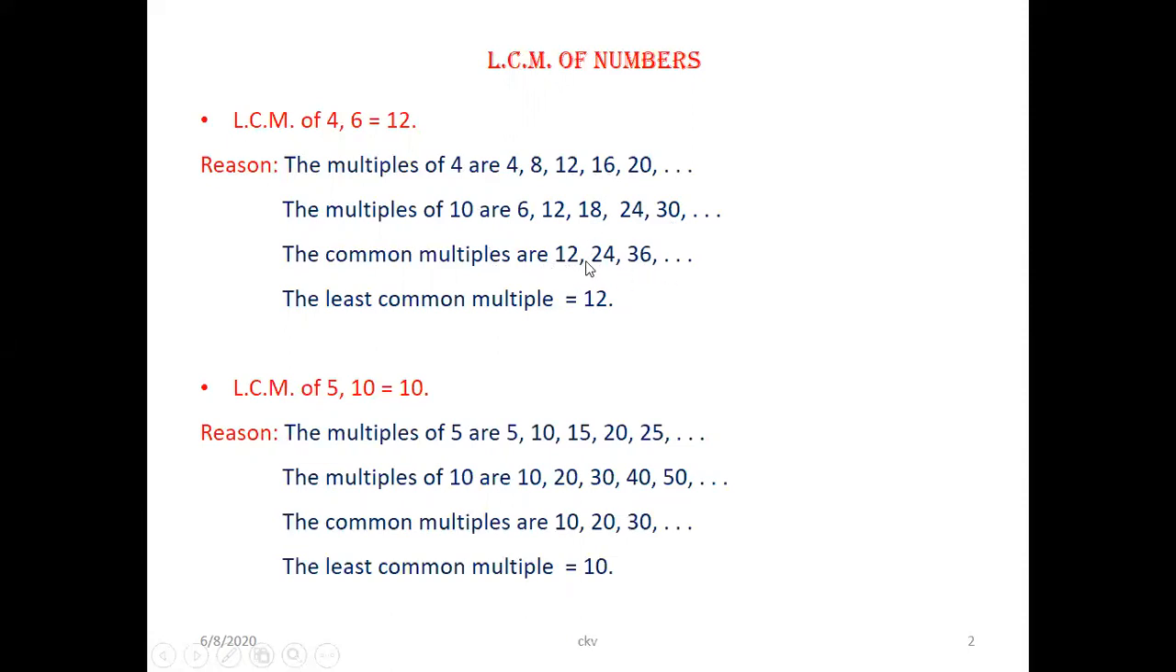In case of GCD, you picked up the greatest common divisor. Now you're picking up the least common multiple. Of these common multiples, which are infinite in number, 12 is the least one.